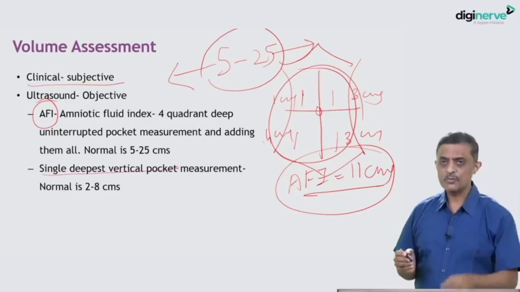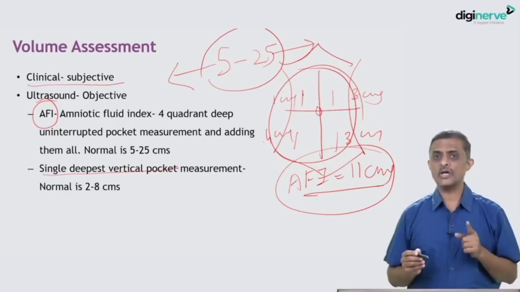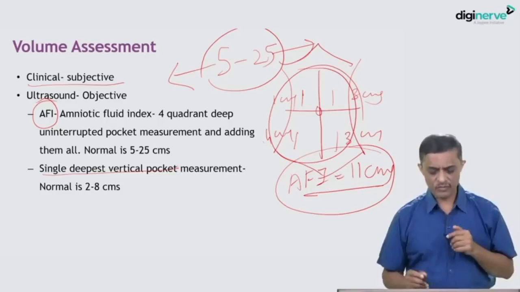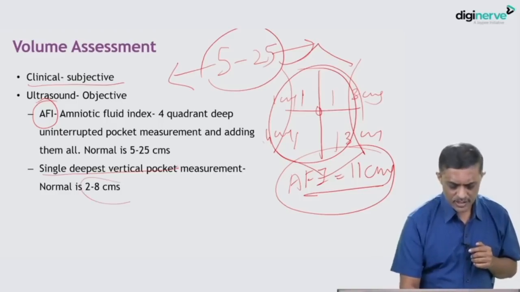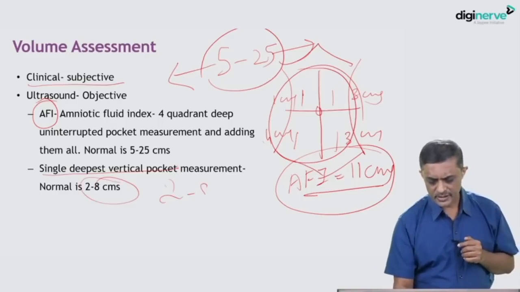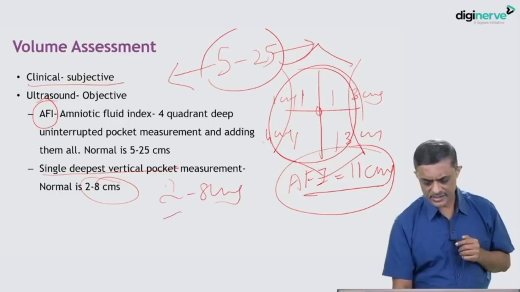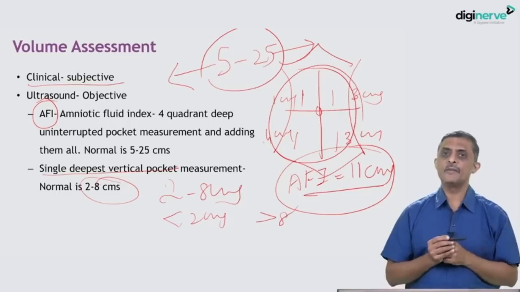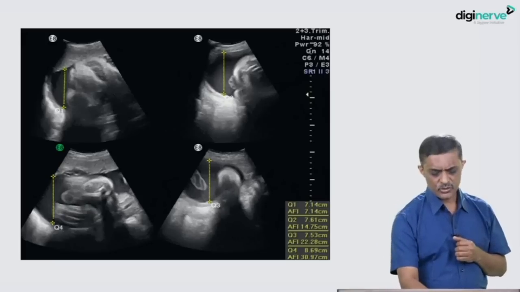In fact, this measurement is recommended by most of the organizations as the best method to diagnose the amount of liquor. So normal will be between 2 to 8 centimeters. If it is less than 2 centimeter, we say oligoamnios. More than 8 centimeter, it is called polyhydramnios. Right? So this is the measurement I have shown you.